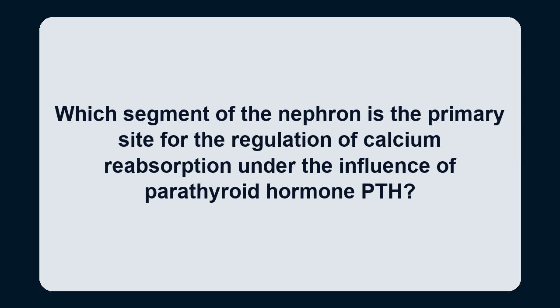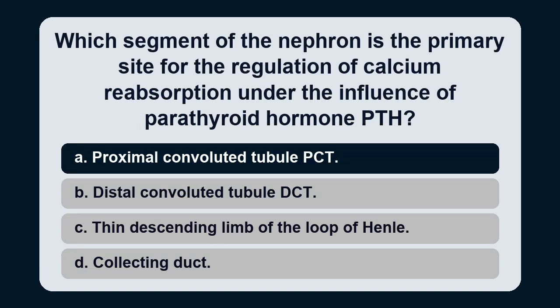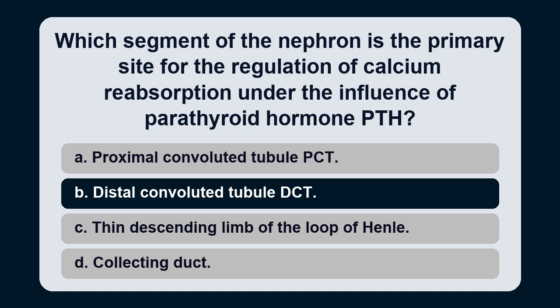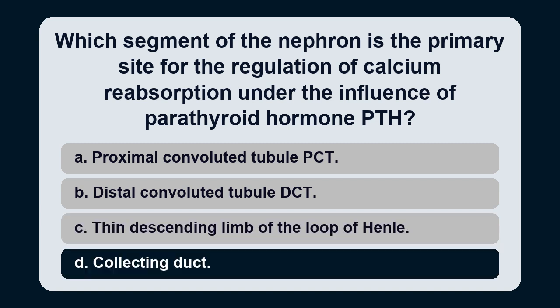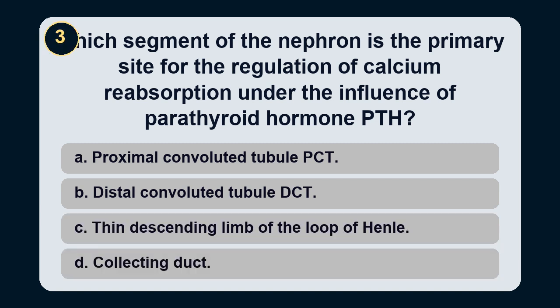Question 1. Which segment of the nephron is the primary site for the regulation of calcium reabsorption under the influence of parathyroid hormone, PTH? Option A. Proximal convoluted tubule, PCT. Option B. Distal convoluted tubule, DCT. Option C. Thin descending limb of the loop of Henle. Option D. Collecting duct.